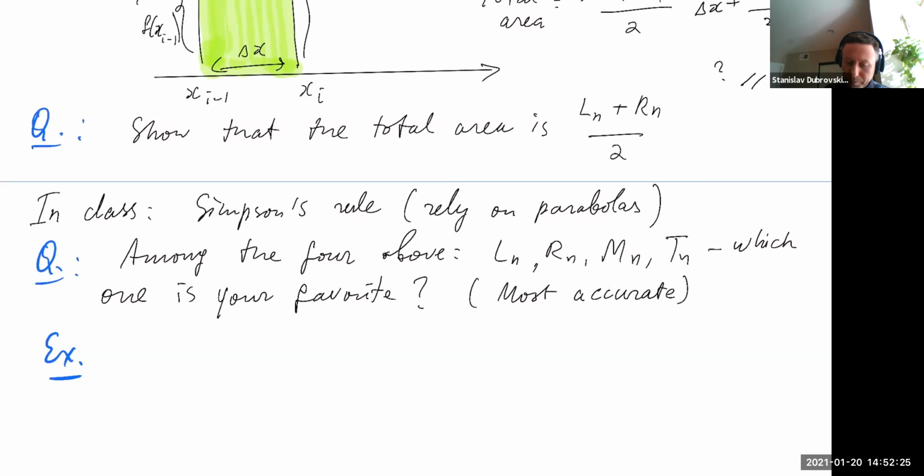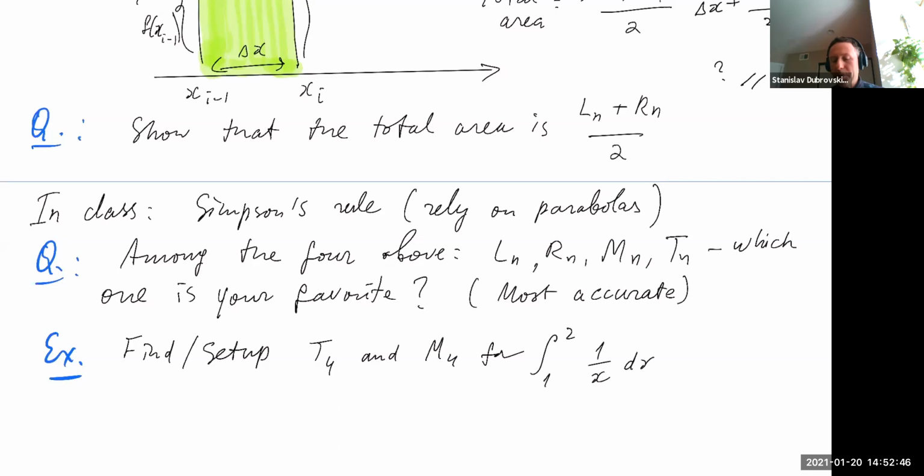So let's find at least a setup. Maybe I'll find one exactly. Finish the calculation and set up the other, T4 and M4, for this integral. We'll do the integral from 1 to 2 of 1 over x dx.